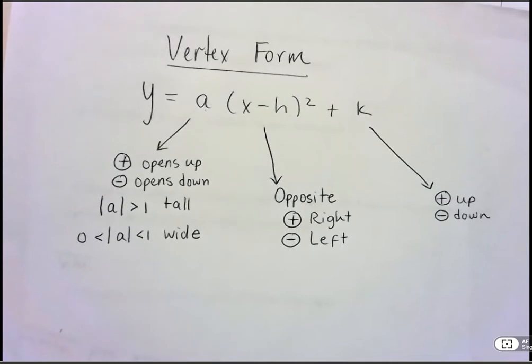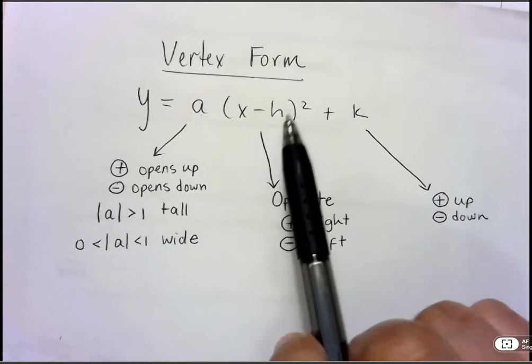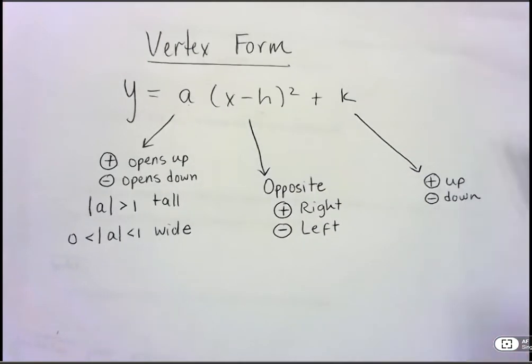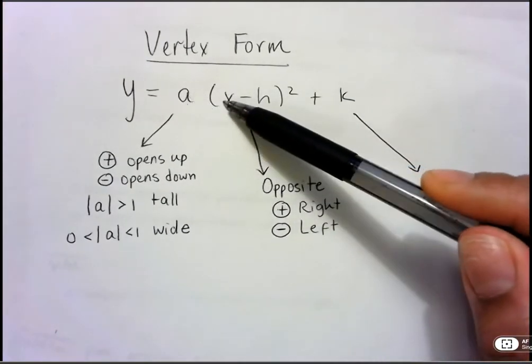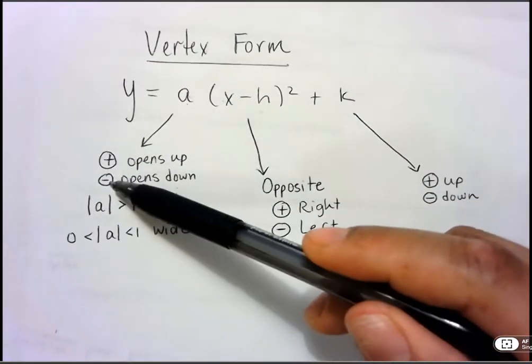In this video, we're going to review vertex form. It's y equals a(x minus h) squared plus k. What you need to understand is that the a is going to be in front of the squared term. If it opens up, it's positive. If it opens down, it's negative.